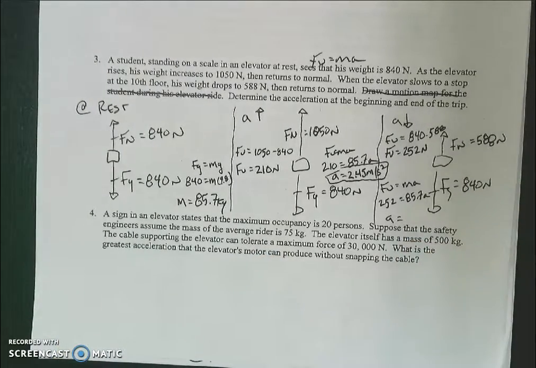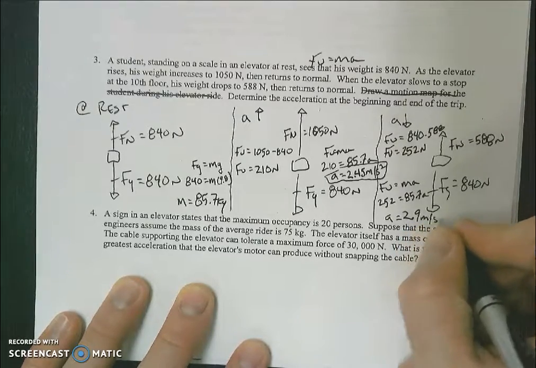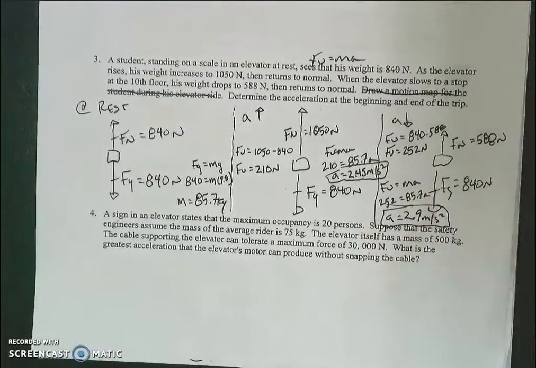let's see real quick, 252 divided by 85.7, 2.94. So we'll round that to 2.9. Okay, so ultimately, that's it.